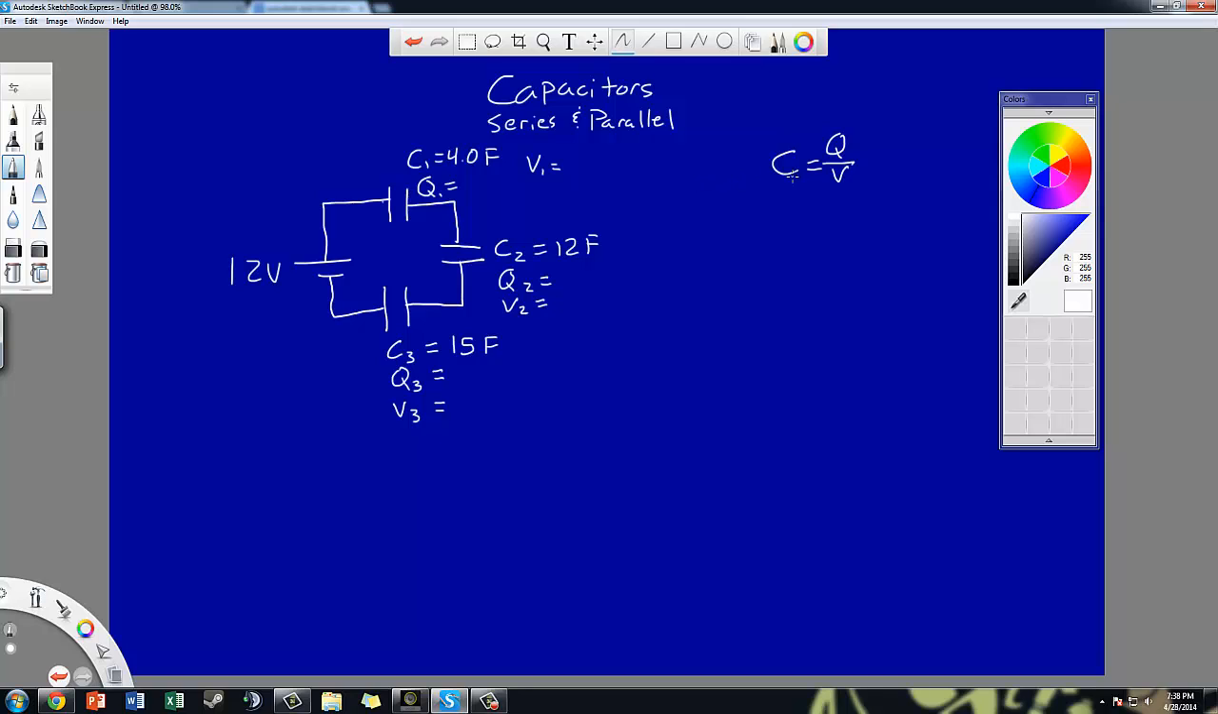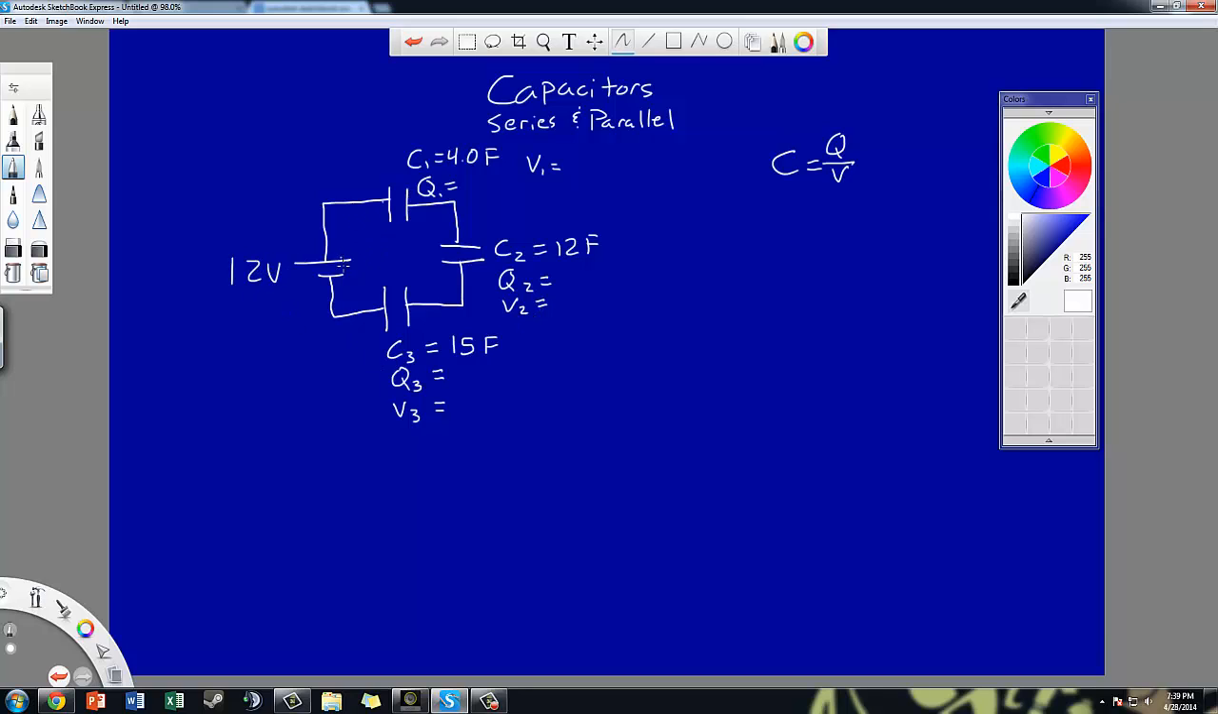The problem, though, is that I only have one C value, and yet I have three separate C values here. Now, the quick thing that you might jump to is saying, well, I just plug in 12 here, and I plug in my three different C's, and I get three different Q values. And that would be okay, except that the voltage across each one of these isn't going to be 12.